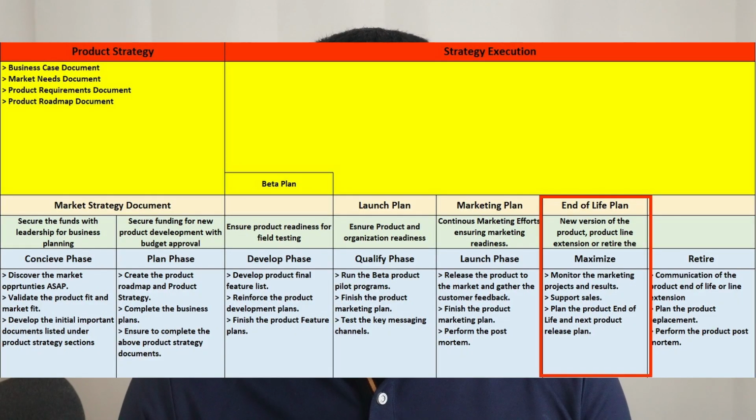After that comes the maximize phase, in which you support and grow the product. This includes marketing campaigns, sales training, and even planning product line extensions if necessary. You also start monitoring whether the product is nearing the end of life phase, the so-called EOL phase, right?